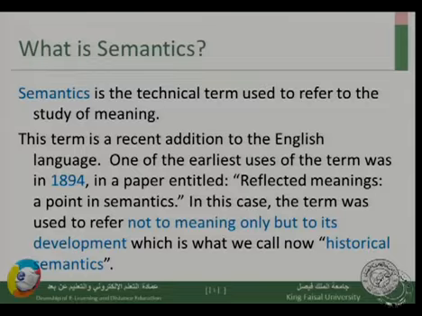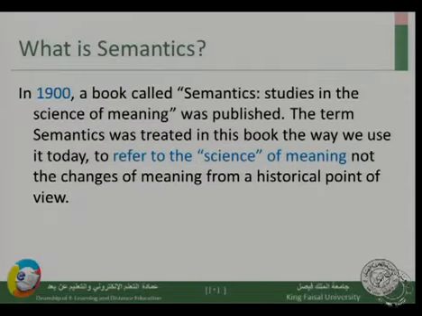So the meaning changed from what it was in 1894, but this is one of the earliest uses of the term in the English language. In 1900, this is when the term semantics began to be used in the same way as we use it today. So in a book called Semantics: Studies in the Science of Meaning, the term has been used as we use it today, to refer to the science of meaning, and not the changes of meaning from a historical point of view, not the development of meaning by looking at the historical development. No, just the science of meaning. It's the same way that we use it today.